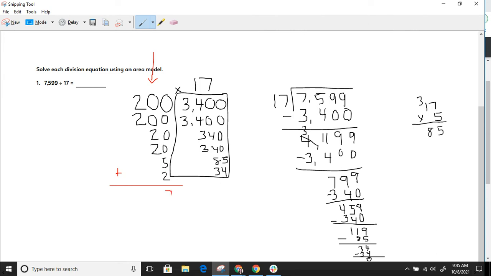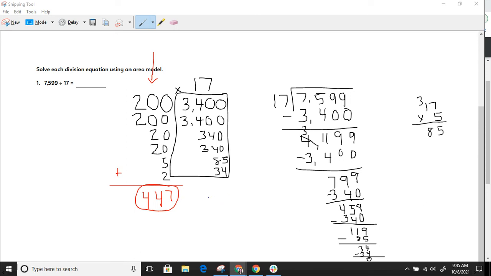5 plus 2 is 7. 2 plus 2 is 4. 2 plus 2 is 4. And there's our answer, 447. So 7,599 divided by 17 is 447. And we can check our work. And on Buzz, it even shows you how to solve and check.